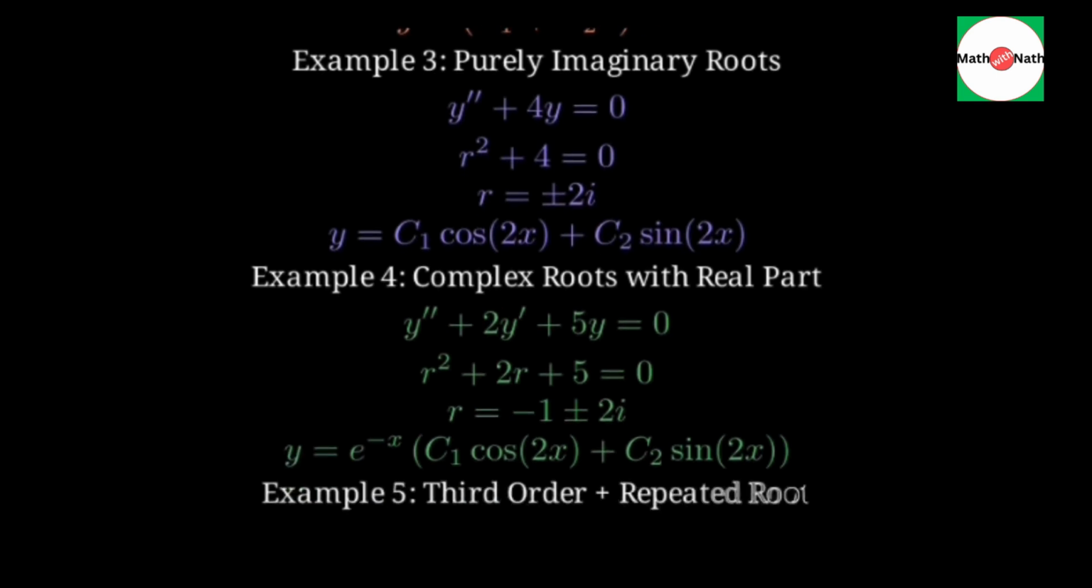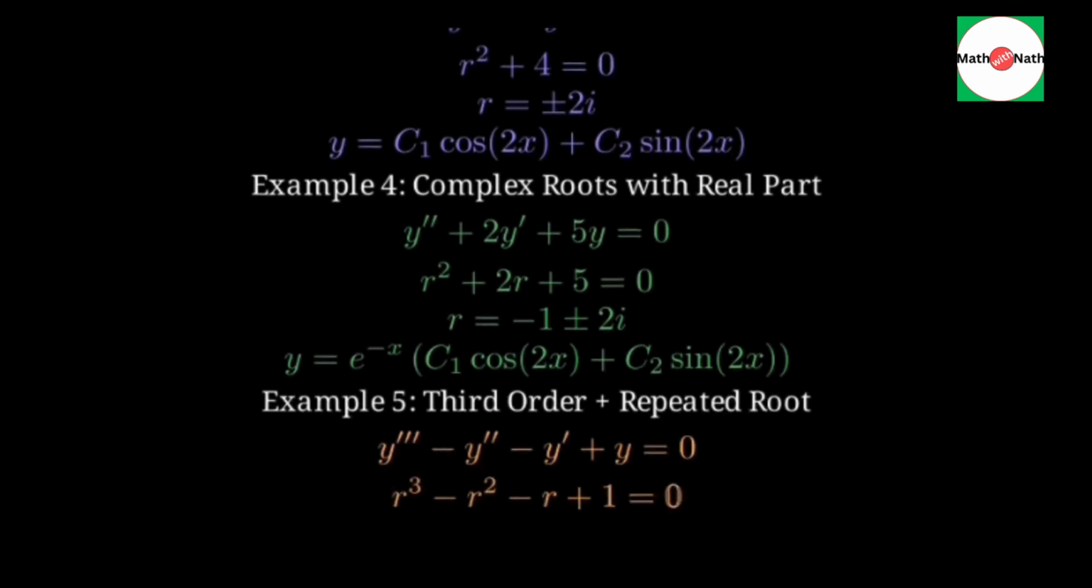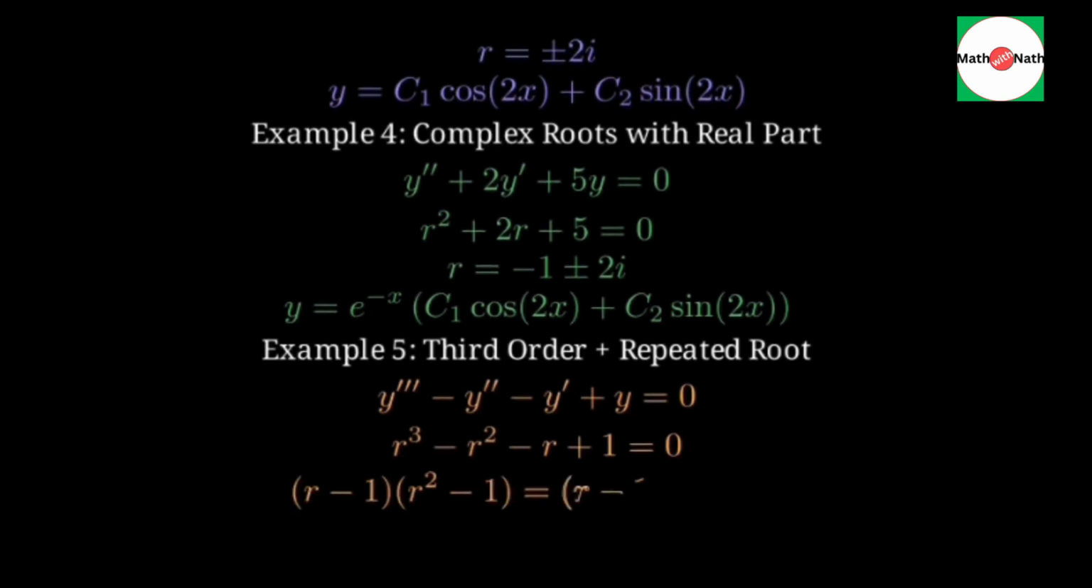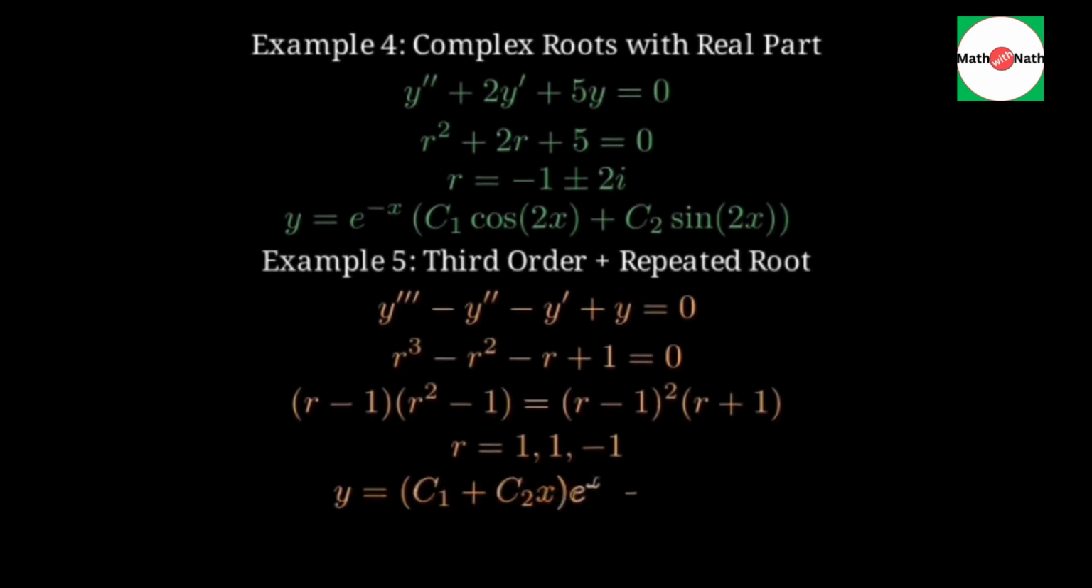Example 5. A third order equation with a repeated root. Solve y triple prime minus y double prime minus y prime plus y equals 0. The characteristic equation is r cubed minus r squared minus r plus 1 equals 0. Factor by grouping to get (r minus 1) times (r squared minus 1), which is (r minus 1) squared times (r plus 1). So the roots are 1, 1, and negative 1. The solution is (c1 plus c2x) times e to the x plus c3 e to the negative x.